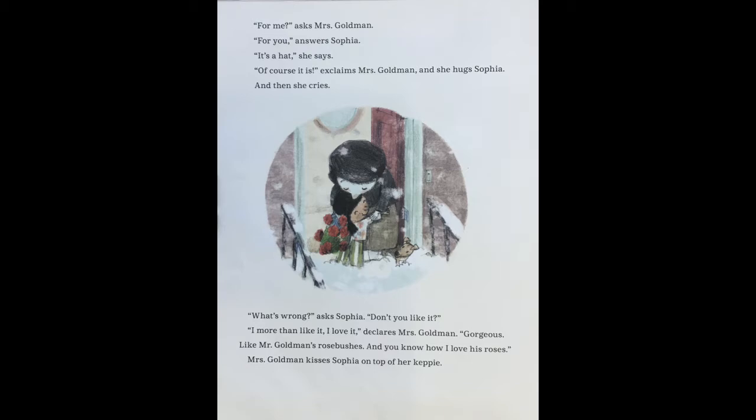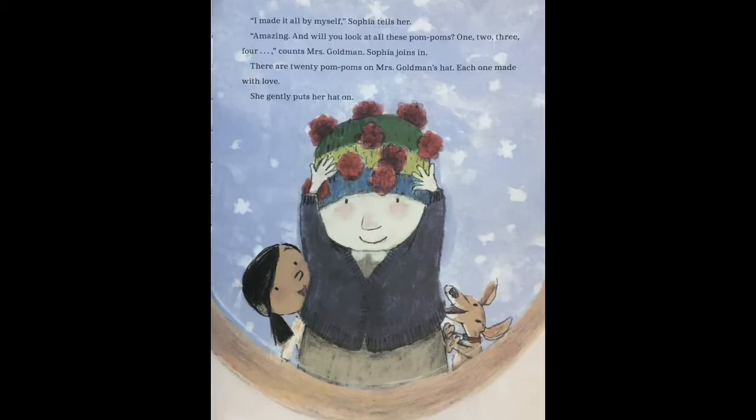"What's wrong?" asks Sophia. "Don't you like it?" "More than like it. I love it," declares Mrs. Goldman. "Gorgeous, like Mr. Goldman's rose bushes, and you know how I love his roses." Mrs. Goldman kisses Sophia on top of her kepi. "I made it all by myself," Sophia tells her. "Amazing. And will you look at all these pom-poms?"